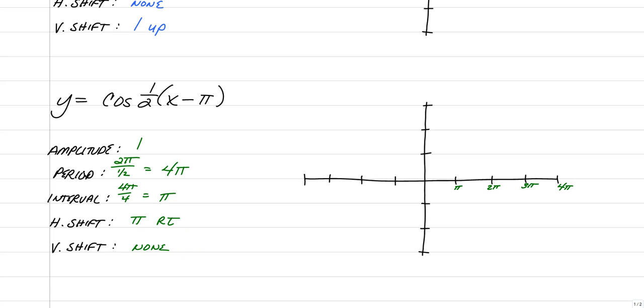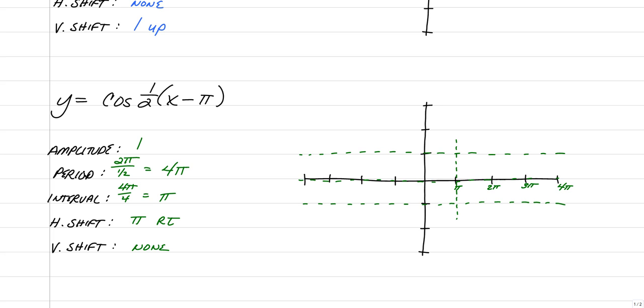So the first thing we did was scale the x-axis like I suggested. Second thing you should do is your vertical shift. There is none. This is on the x-axis. Third thing you should do is your amplitude. So 1 above and 1 below your node line. And finally, your horizontal shift of pi to the right. So you would put a vertical line at pi.